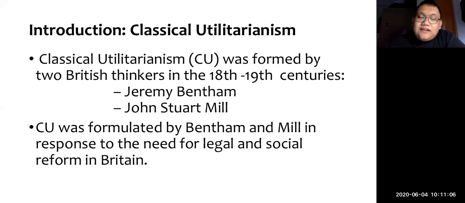The proponents of this were Jeremy Bentham and John Stuart Mill. Why did classical utilitarianism arise? It was a response to the need for legal and social reform in Britain. The 17th and 18th centuries were very colorful times for England. There was a civil war, it had just ended. And people were slowly trying to regain all facets of society, economic, social, moral. And they thought that utilitarianism is a way to respond to the needs of the greater number.